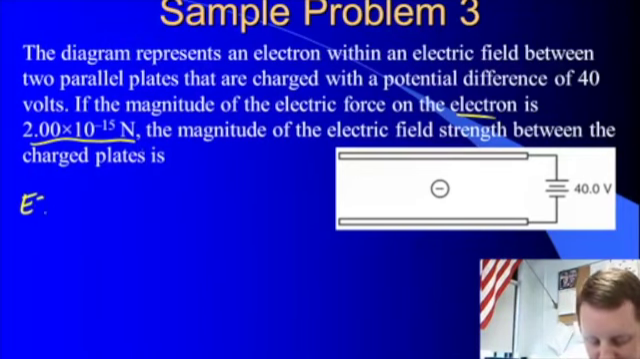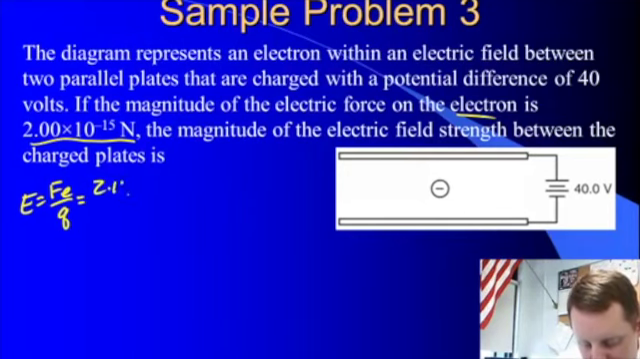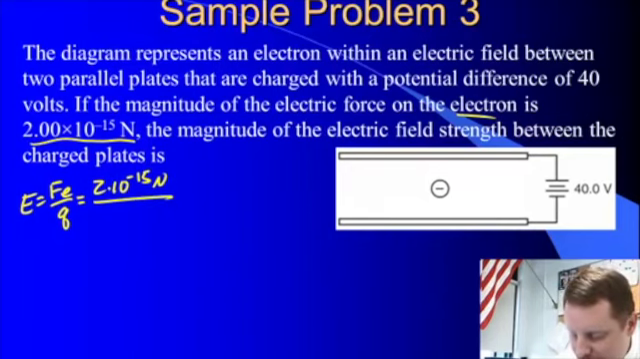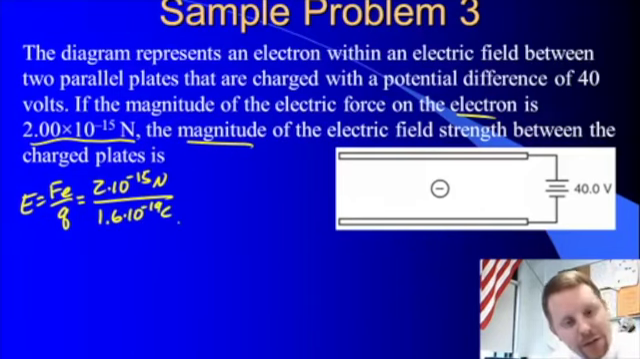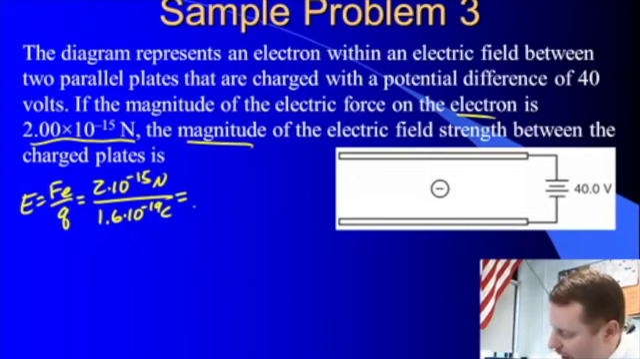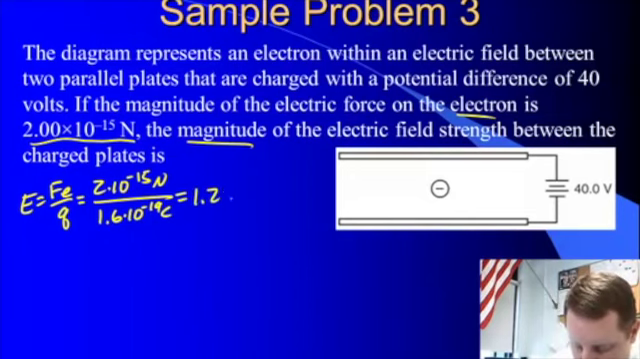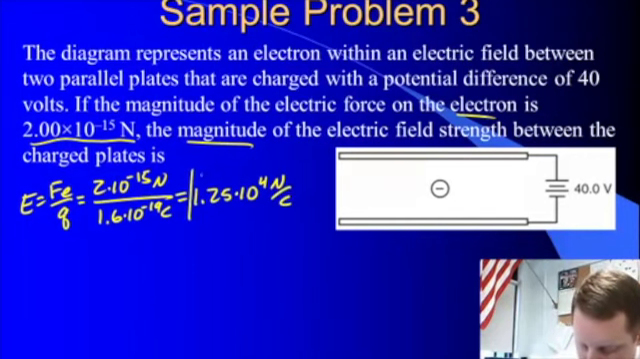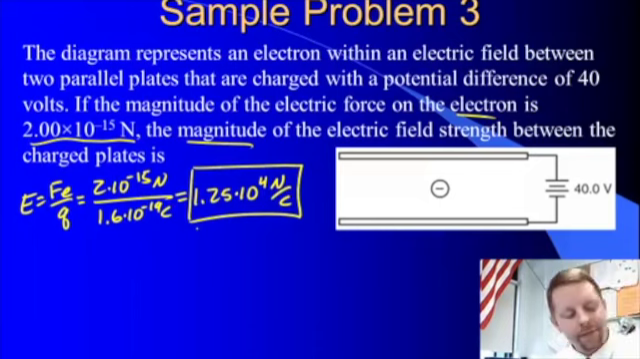So the electric field strength is the electric force divided by the charge, or 2 times 10 to the minus 15 newtons, over charge on an electron. Since we're after magnitude, I'll just use the magnitude of the charge again, 1.6 times 10 to the minus 19 coulombs. I come out with about 1.25 times 10 to the fourth newtons per coulomb. Again, fairly straightforward stuff.